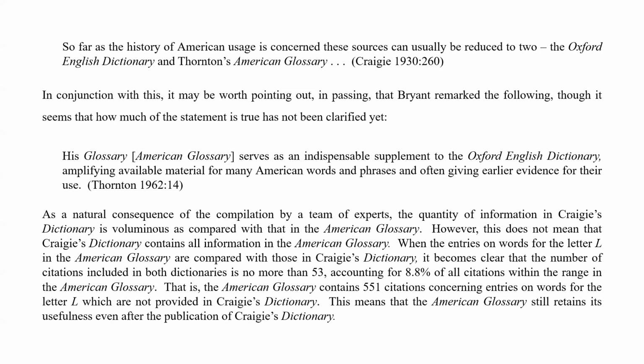When the entries on words for the letter L in the American Glossary are compared with those in Craigie's dictionary, it becomes clear that the number of citations included in both dictionaries is no more than 53, accounting for 8.8% of all citations within the range in the American Glossary. That is, the American Glossary contains 551 citations concerning entries on words for the letter L which are not provided in Craigie's dictionary. This means that the American Glossary still retained its usefulness even after the publication of Craigie's dictionary.